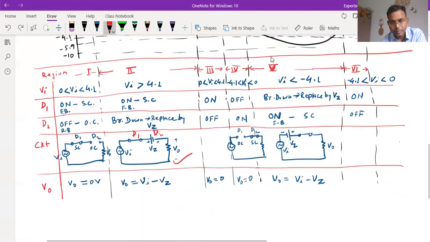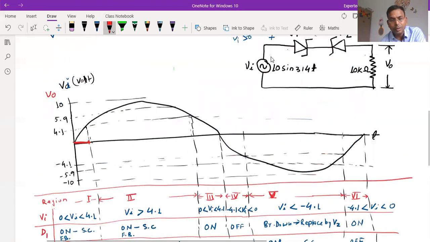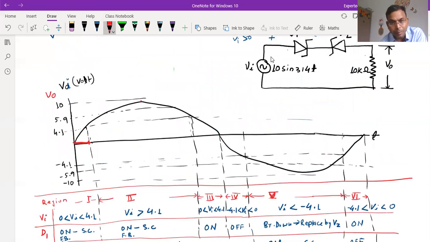So what will be the output voltage? It is just VI minus VZ, because this polarity will be plus and this is minus. So VI minus VZ will be the output voltage. Now VZ is fixed 4.1, so you can subtract it from 10, and it will go to 5.9. So from this point to this point, I am drawing VO. VO is going something like this. Like this. So the maximum point will be 10 minus 4.1, which is equal to 5.9.